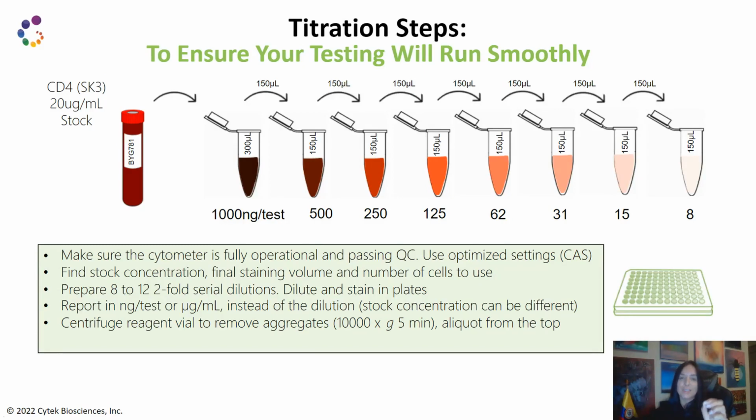In terms of staining, centrifuge the antibody vial to remove any antibody aggregates, taking the aliquot from the top. And it's important that you match the staining conditions that you will have in your multicolor sample, because anything in that staining condition or protocol that could affect binding of the antibody is going to impact the titer.